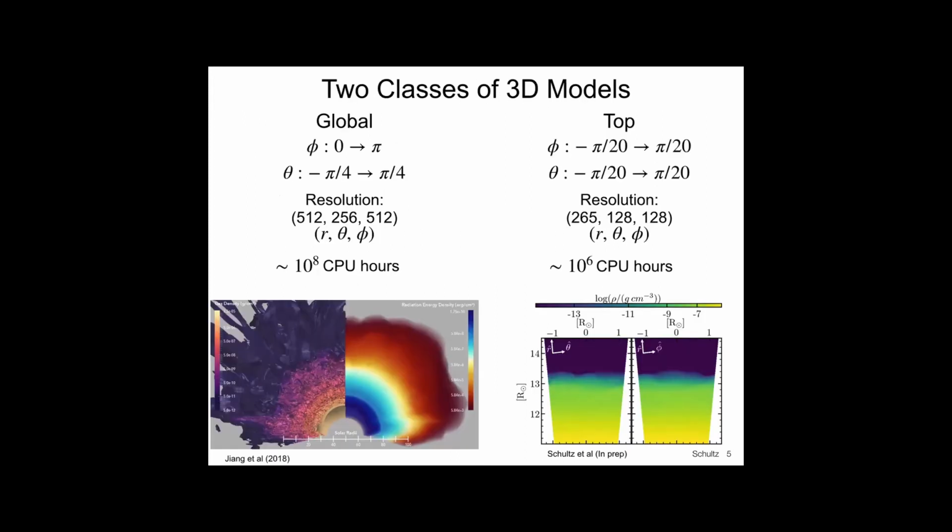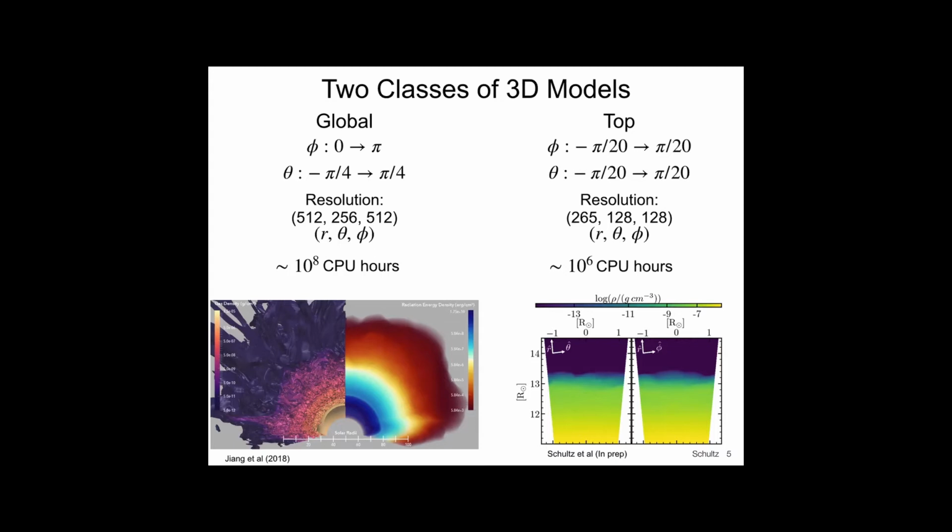So recently, we've been doing two different classes of models, which I'll talk about briefly. The first ones we did, in 2018, were the global models Yanfei ran, which are half of a star in phi and a quarter of a star in theta. They take roughly 100 million CPU hours to run, so they're quite computationally intensive. We only have 2 of those so far. But they give you a really good understanding of global dynamics of these envelopes.